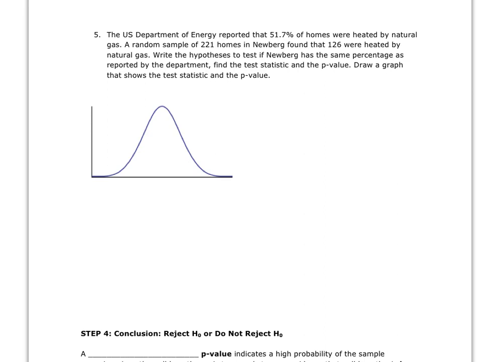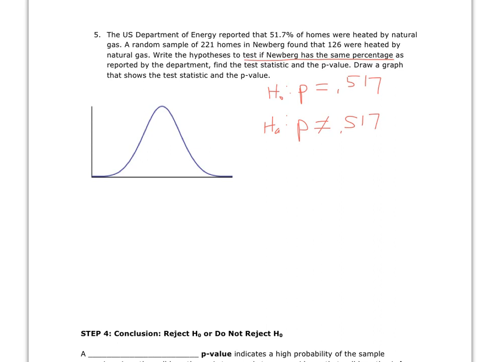So we'll start off with our hypotheses. So we have to figure out which parameter, p or mu, and we've got percentages going on, so it's going to be p. And what we're testing is if Newburgh has the same percentage. The null will be p equal to 0.517, and the alternate will be p not equal to 0.517. So that's our hypotheses.